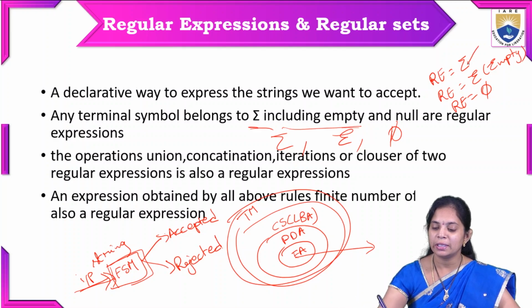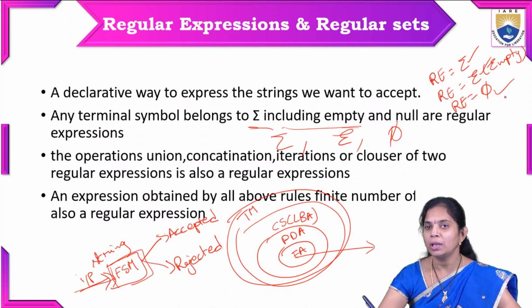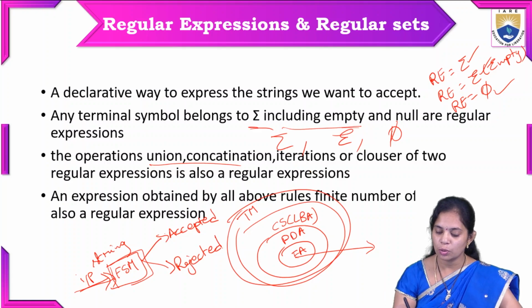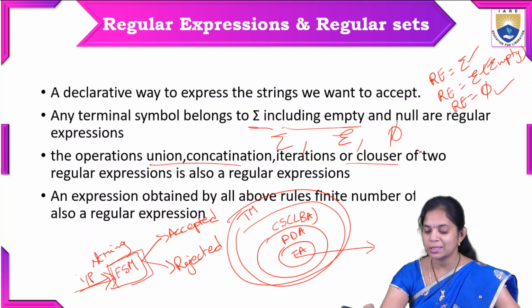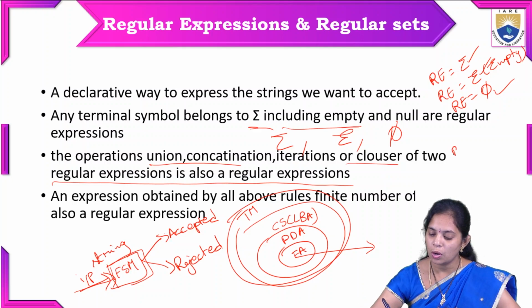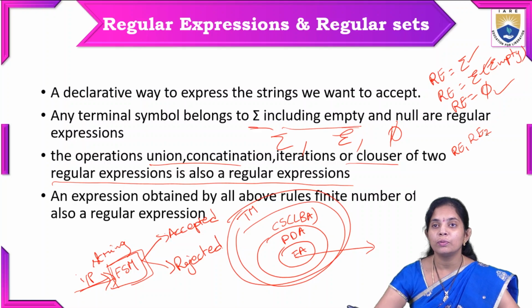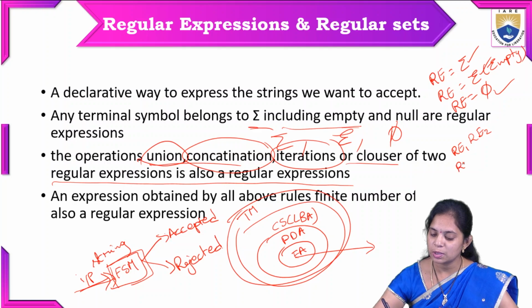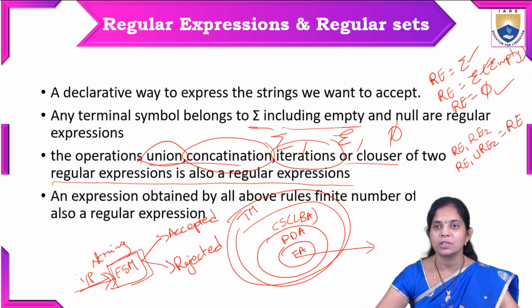So we can say that either a combination of input symbols, or a single epsilon or single null value, is also a regular expression. And the operations called union, concatenation and iteration, or closure, of two regular expressions is also a regular expression. Suppose I have regular expression 1 and regular expression 2. We can perform the operations union, concatenation and iteration or closure. So regular expression 1 union regular expression 2 is also a regular expression.